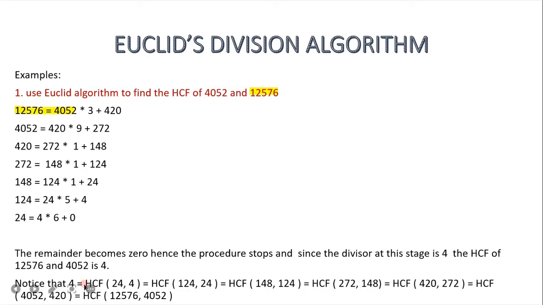That is, 4 is equal to the HCF of 24 and 4, and the HCF of 124 and 24, and the HCF of 148 and 124, and the HCF of 272 and 148, and the HCF of 420 and 272, and the HCF of 4052 and 420, and the HCF of 12576 and 4052. Okay.